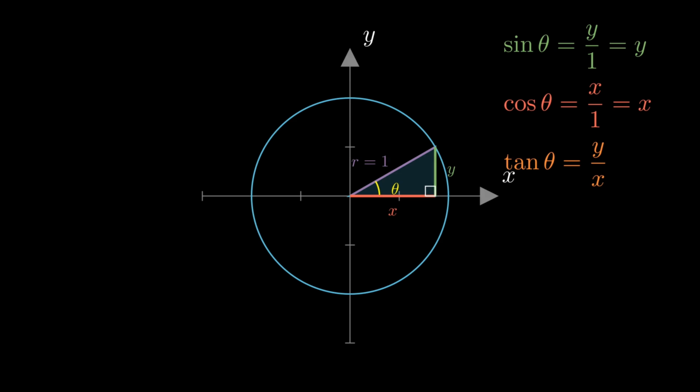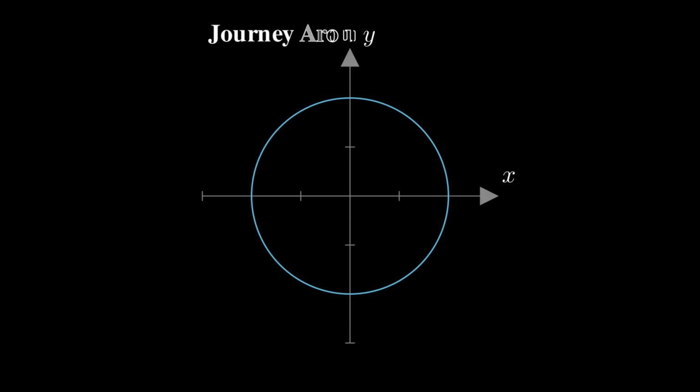This is a huge upgrade. Now, sine and cosine aren't just ratios, they are coordinates. And because we can find a point on the circle for any angle, we can now define sine and cosine for any angle. Let's travel around the circle.